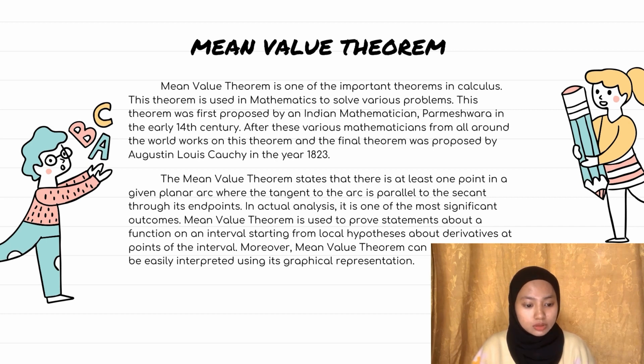So, the mean value theorem states that there is at least one point in a given planar arc where the tangent to the arc is parallel to the secant through its endpoints. In the actual analysis, it is one of the most significant outcomes. So, the mean value theorem is used to prove statements about a function on an interval starting from local hypotheses about derivatives at points of the interval. Moreover, mean value theorem can be easily interpreted using its graphical representation.